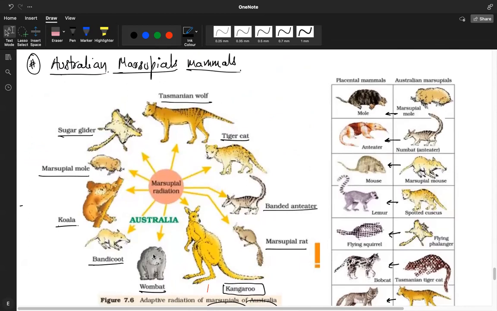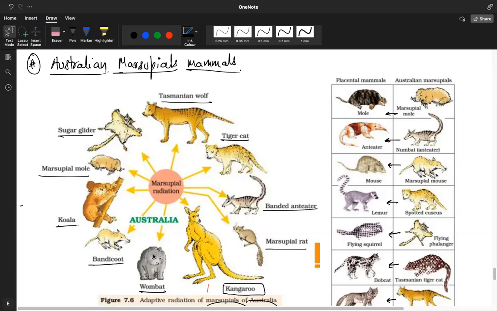For example, the flying phalanger and flying squirrels, the lemur and spotted cuscus, or the mouse and the marsupial mouse. Sorry, mouse and mice, a lapse in judgment.